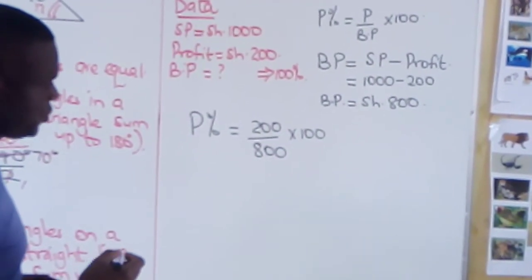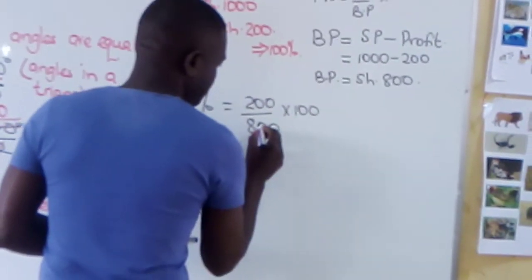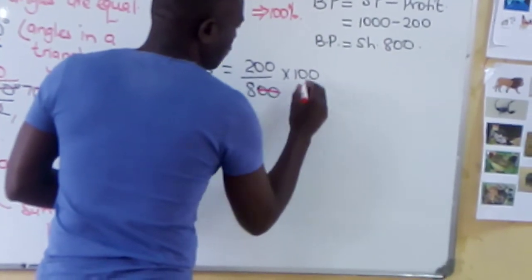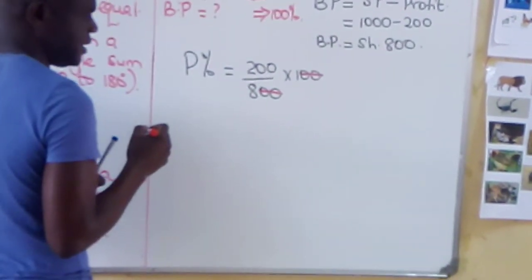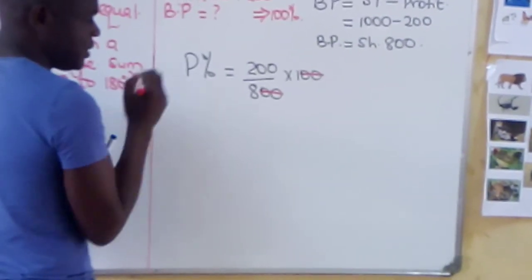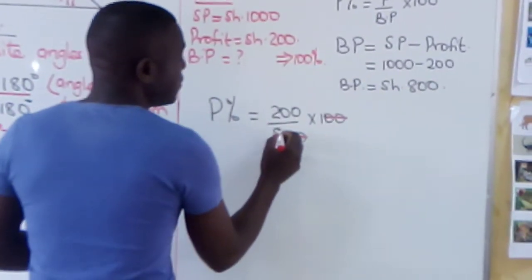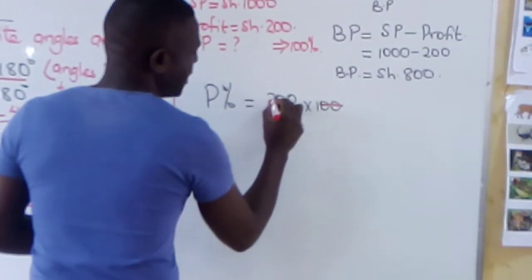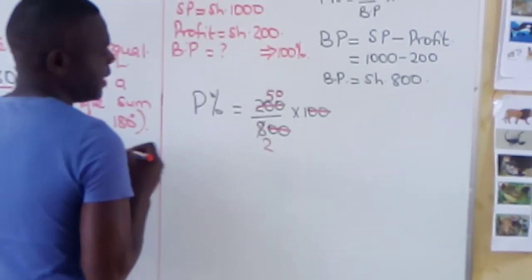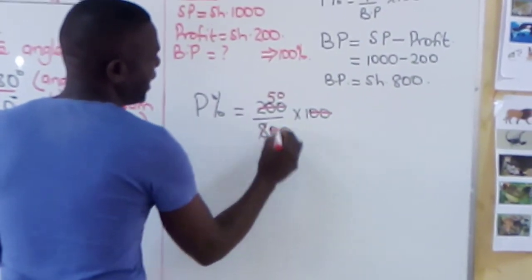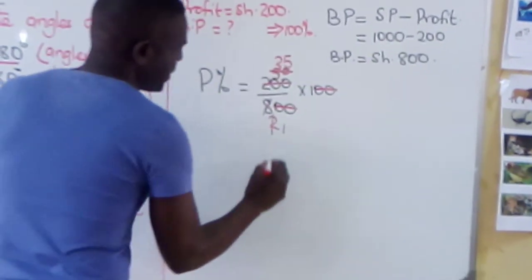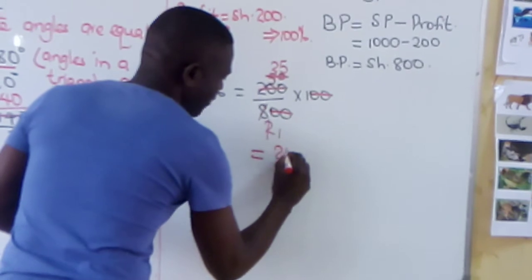I hope you do understand. These two zeros, let's cancel the two zeros with those two zeros. Are we together? Okay. Let's divide bit by bit. By 4, 2, and by 4, 50. Right? Then by 2, 1, and by 2, 25. That means percentage profit is 25%.